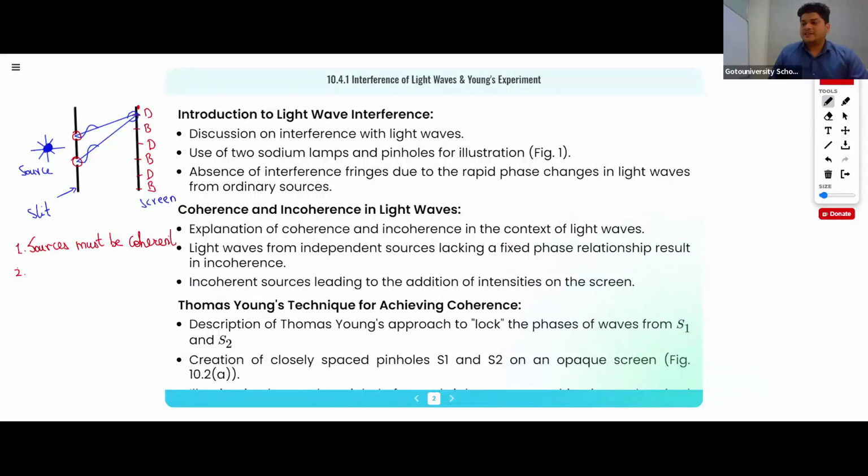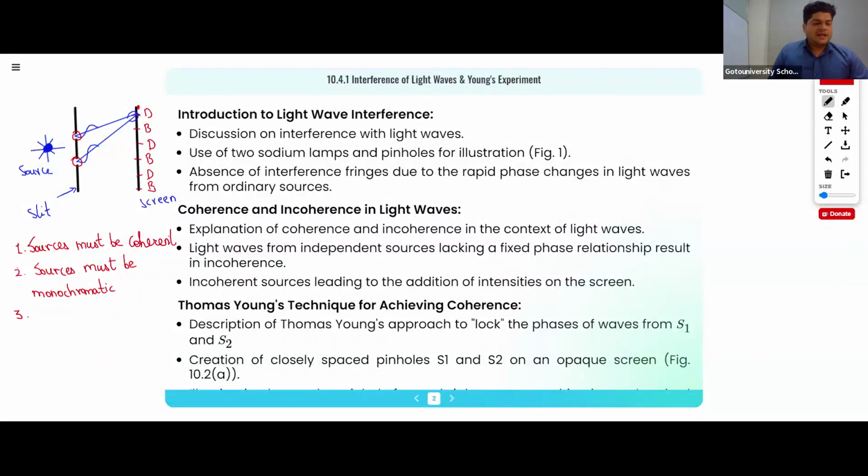that the sources must be monochromatic. I know you people know the meaning of monochromatic. Mono means one, chroma means color. Sources must have the same color.